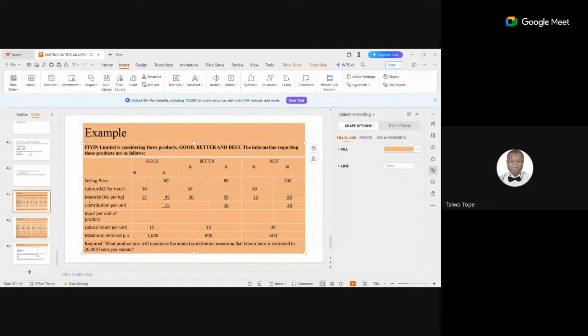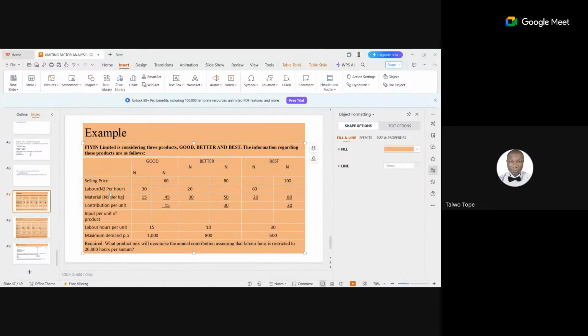Now, labor. When solving performance management question, when you see anything in brackets, take a second look at it. When you see anything in brackets, there is an interpretation to that. Now, labor in brackets, 2 naira per hour. And overall, for good, on 1 unit, you incur 30 naira to produce 1 unit of good in respect to labor.